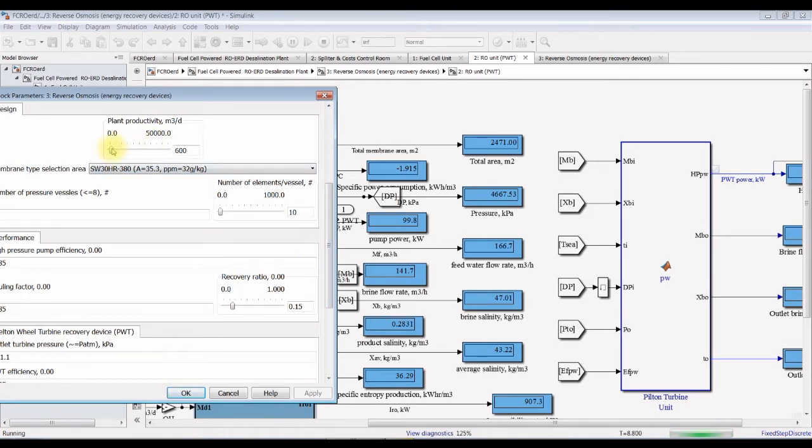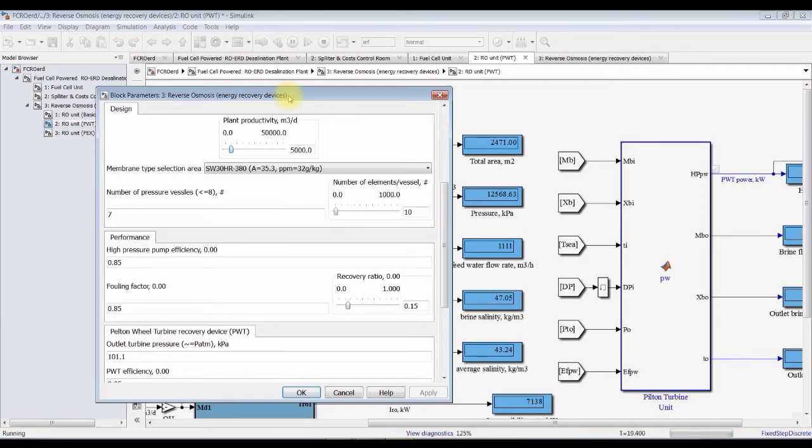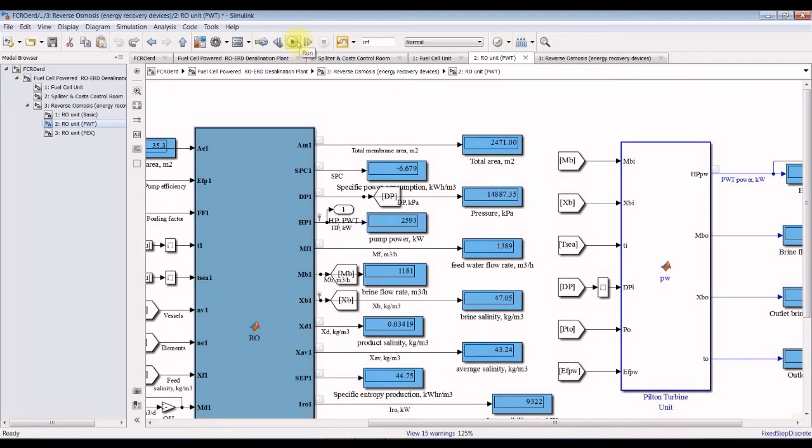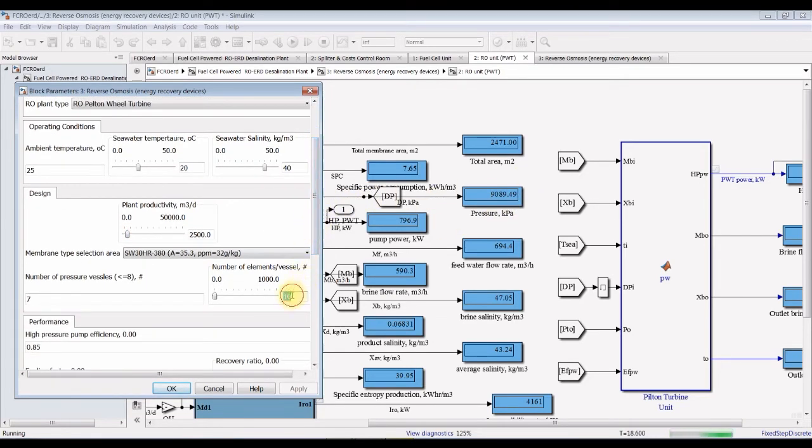Okay, let's increase our productivity here, controlling the productivity. As you can see here, increasing the productivity, I have to watch the pressure. I have to also increase the number of elements in order to reduce the pressure to its optimized level. It goes from 40 bars up to 70 bars, 75, no more than 80 bars. Okay, I'm going to increase the number of elements.